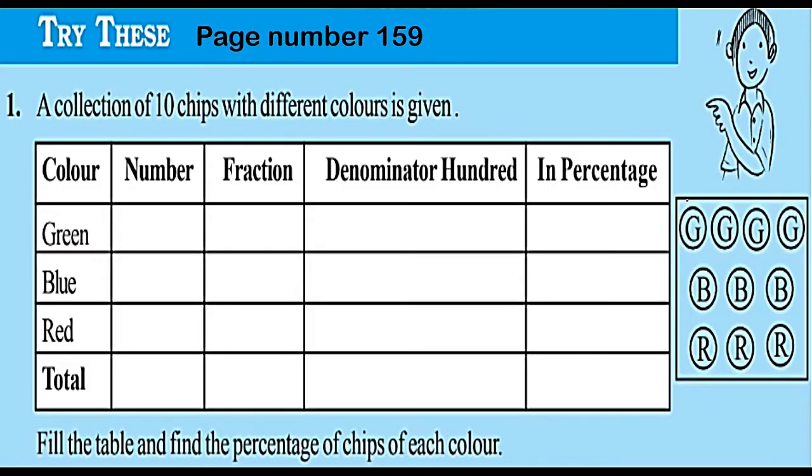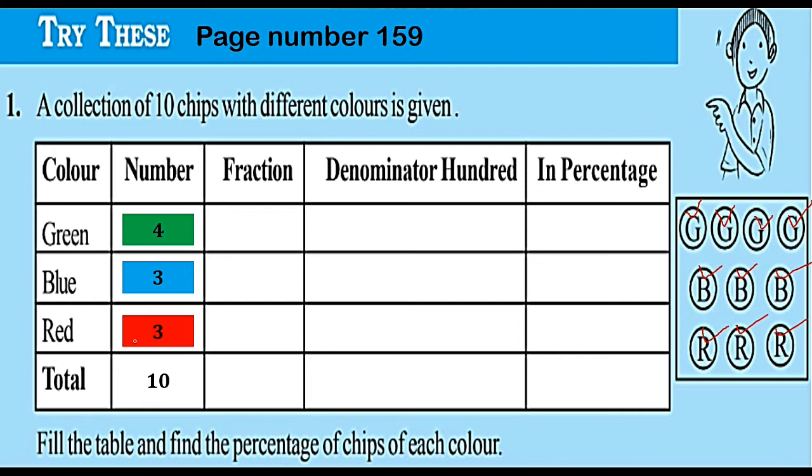So here one box is given which is showing green, green, green, green. How many green chips are there? 4 green chips. So it shows the number of chips as 4. Next, let us count for blue. 1, 2, 3 blue chips. So for blue, I will be filling it as 3. Count for red. 1, 2, 3. So how many red chips are there? 3 red chips. What is the total of these 3 color chips? 4 plus 3, 7. 7 plus 3, 10. So its total is 10.